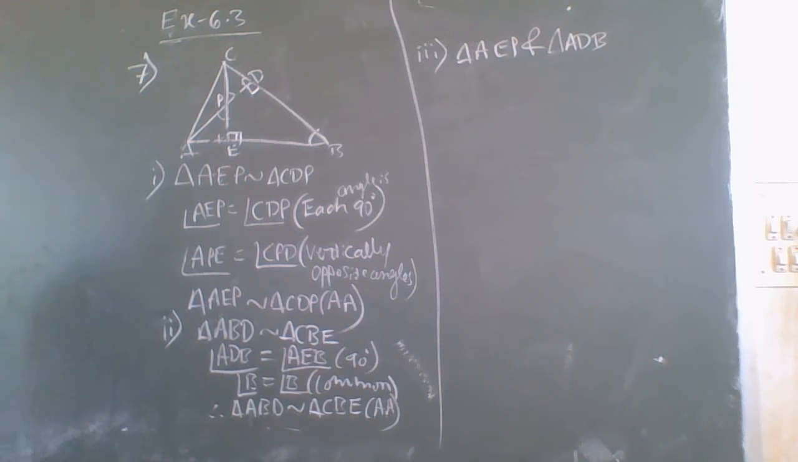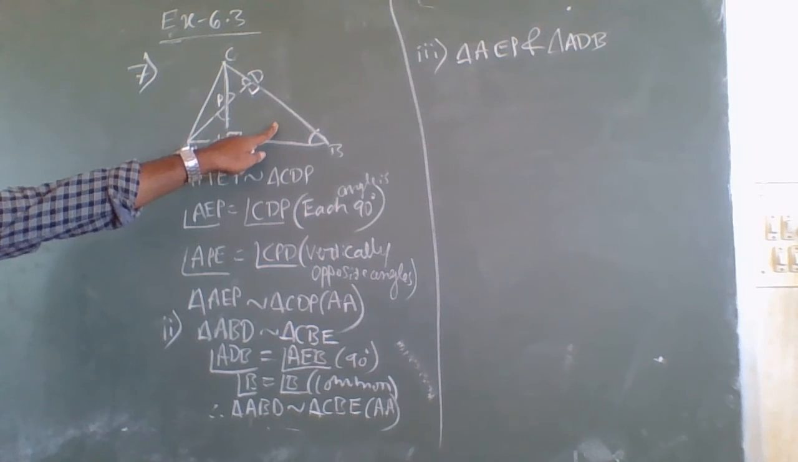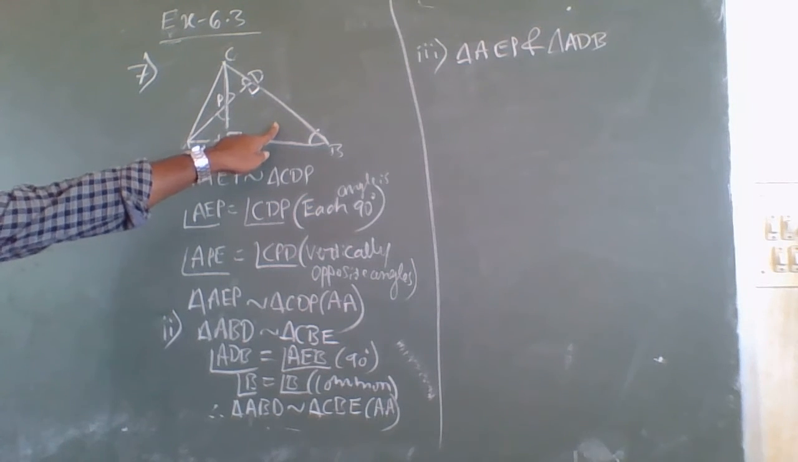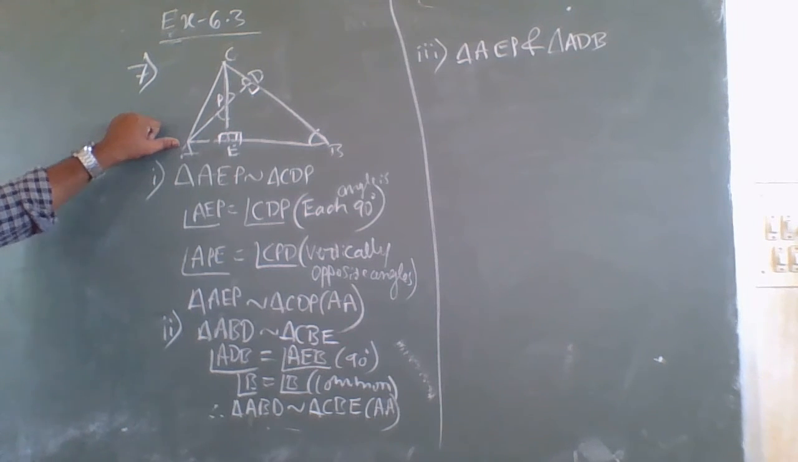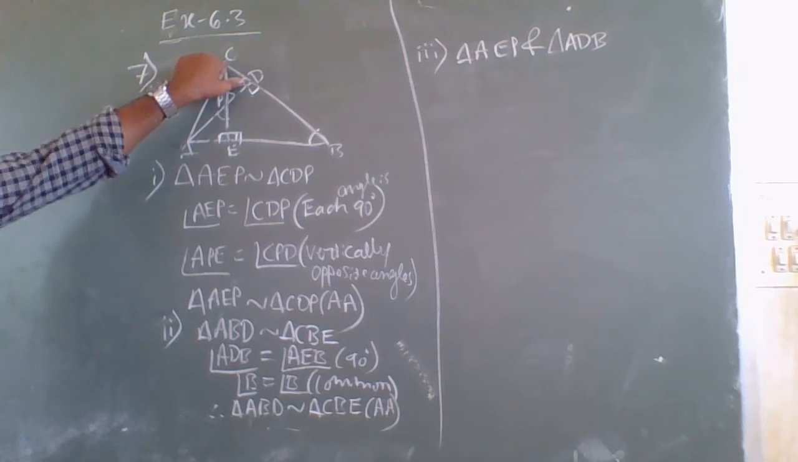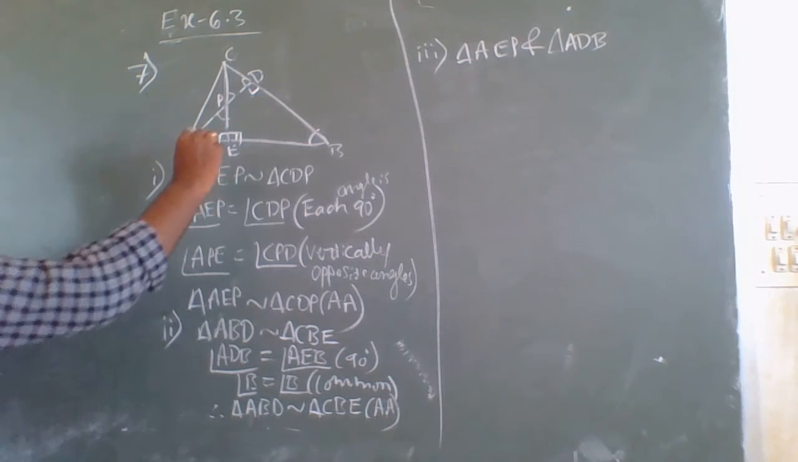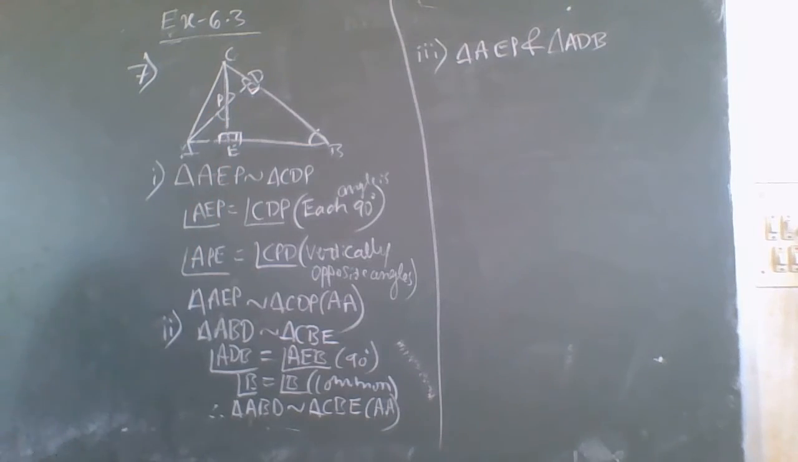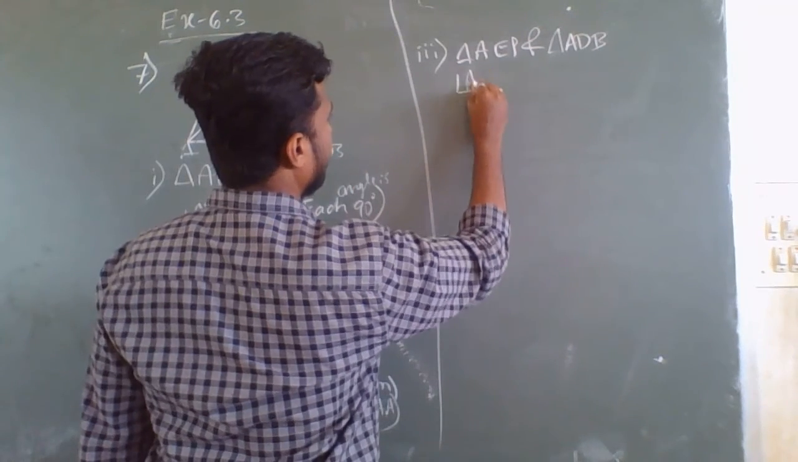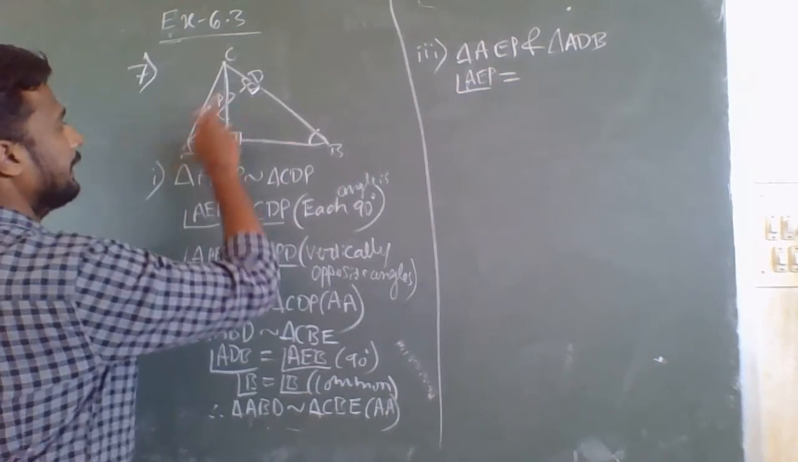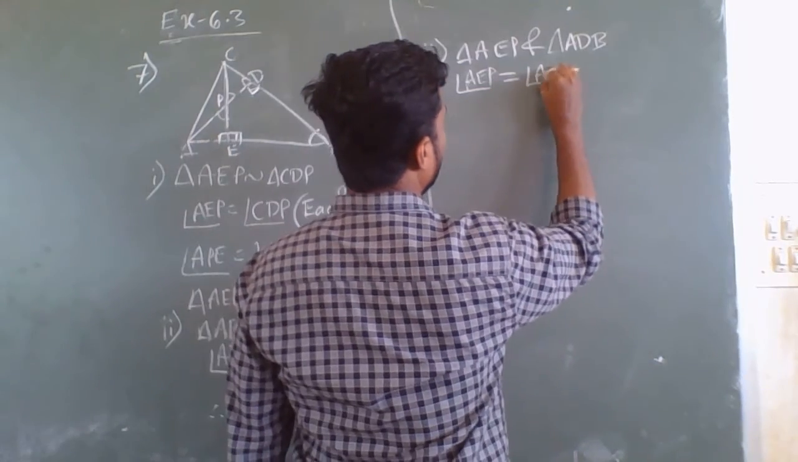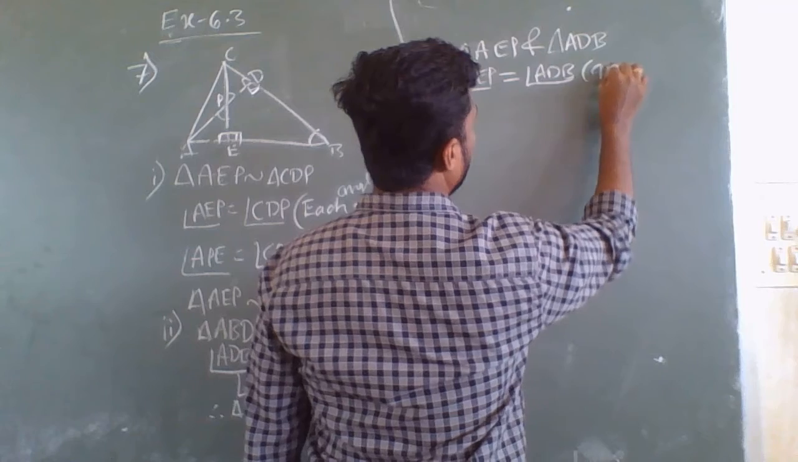So now, to prove this, angle AEP is 90 degrees. It is equal to angle ADB, because these two angles are 90 degrees. Here I will write angle AEP is equal to angle ADB. Here these two angles are 90 degrees.